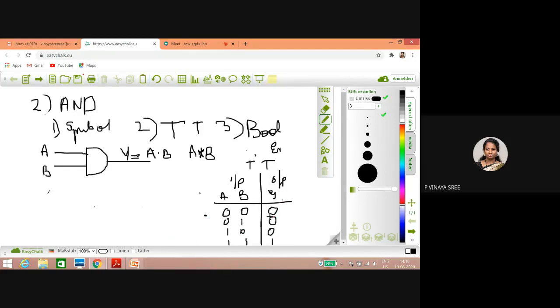So this is your truth table. For 1 into 1 you will get 1. For the rest of the cases you will get 0. Consider this as multiplication. Simply don't memorize that 0 0 means 0, 0 1 means 0, like that. Simply try to substitute the multiplication operation, so consider this as a decimal number. 0 into anything is 0, so for all the remaining cases you will get 0, and 1 into 1 you will get 1.